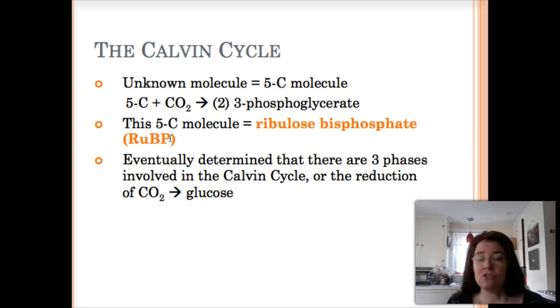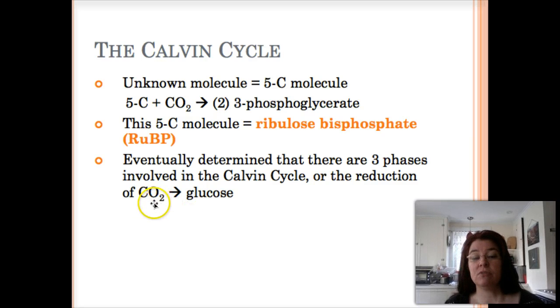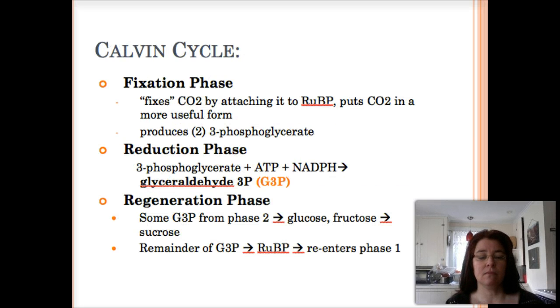Now, it was eventually determined that there are 3 distinct phases involved in this set of reactions that converts carbon dioxide into glucose. And these 3 phases make up the Calvin cycle, or essentially the reduction of carbon dioxide into glucose. So I would like you to learn about these 3 phases. We're not going to learn all the individual intermediates that are involved in the Calvin cycle, at least not in this course. But I'd like you to understand what each of the 3 phases is about.